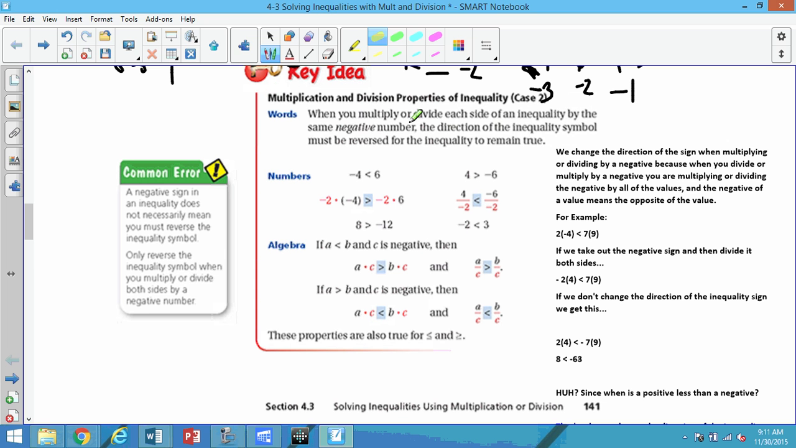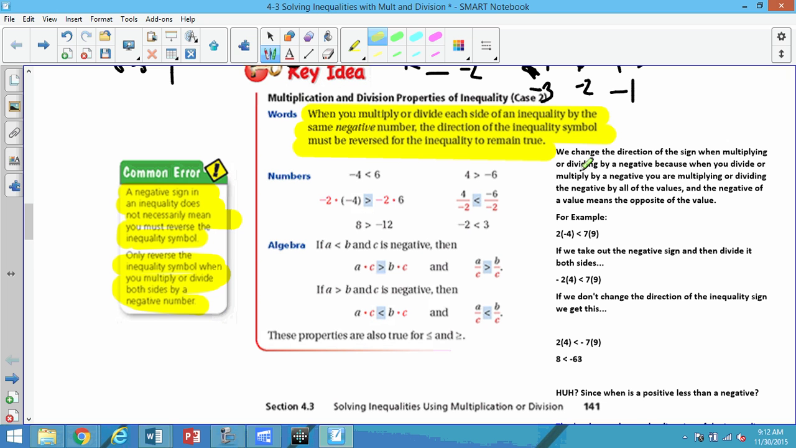In the multiplication and division property of inequalities, there is a difference when you divide an inequality by a negative number, okay? When you divide an inequality by a negative number, you have to flip or change the direction of your inequality in order to make it true. Okay, and over here it says a negative sign in an inequality does not necessarily mean you must reverse the inequality symbol. You only do that when you multiply or divide both sides by a negative number. So this is a big situation, and this is where a lot of people mess it up.